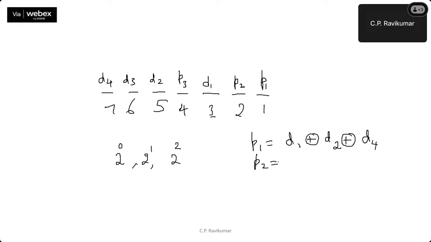P2 is wherever the second position, that is 2 power 1, right? So if that is 1, we use that one. So 010 is, you know, 011 is D3, D1. Okay. So write it down: 000, 001, 010, 011, 100, 101, 110, and 111. So for P1 we chose wherever this was 1.